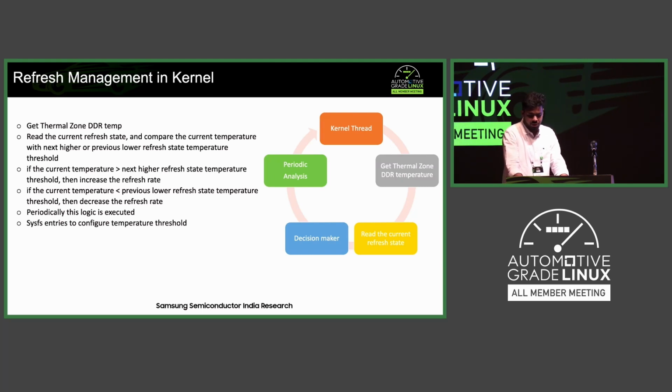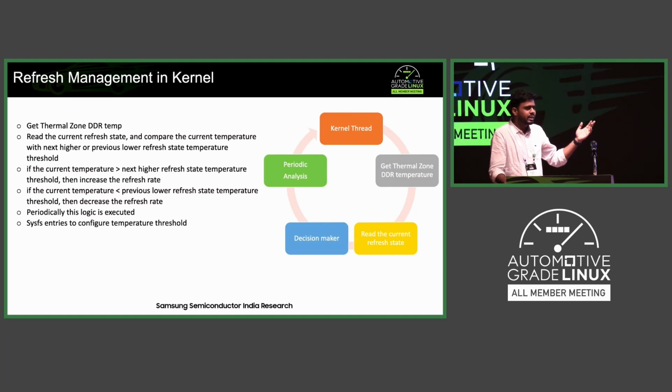As discussed earlier, we need periodic refreshes in DRAM across a wide range of temperature, so we need to manage them during runtime. We have logic related to a kernel thread, where we periodically read the thermal zone temperature. In all the SoCs we have thermal sensors which report the nearby temperature of a component.